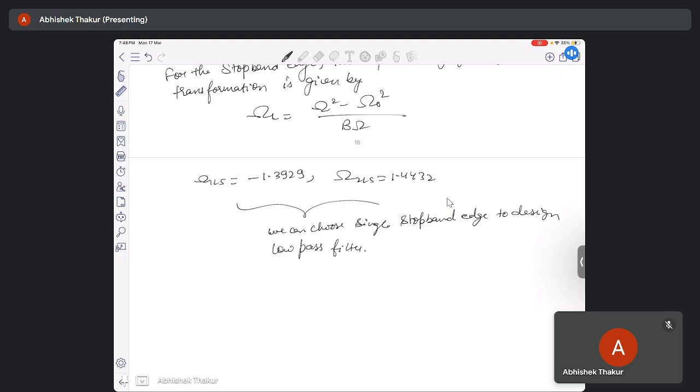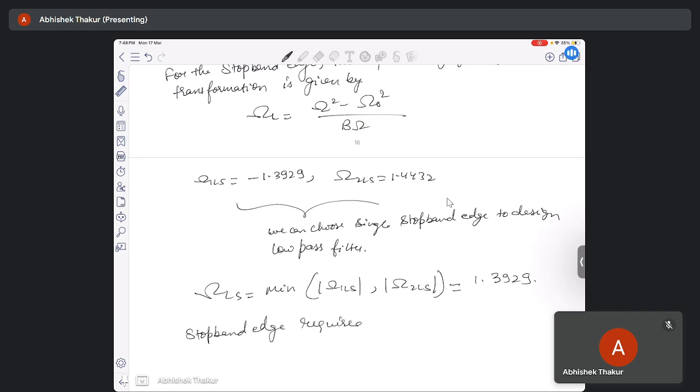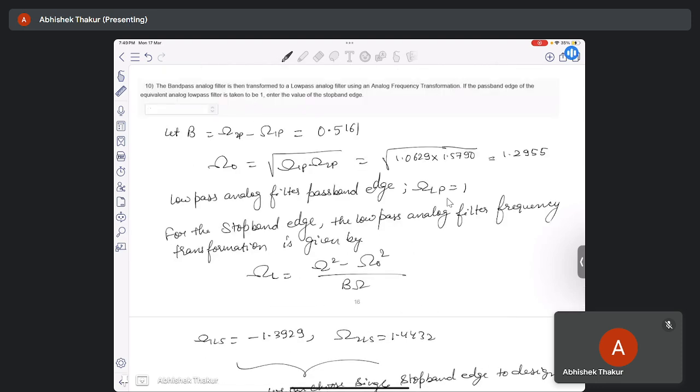So here we should choose the low pass filter stop band edge omega ls as minimum of magnitude of omega 1ls, magnitude of omega 2ls. So what is the minimum value? So that is equal to 1.3929. So the stop band edge required is 1.3929. So here for question number 10 it will be 1.3929.